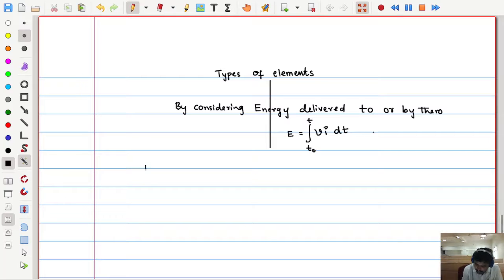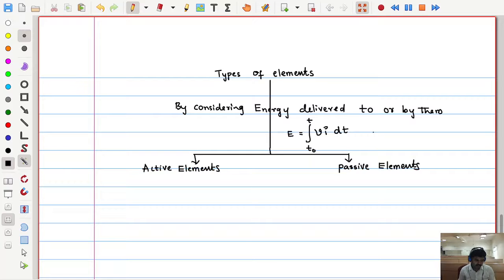One is active elements. The other category is passive elements. So we will be categorized into two categories: one is active elements, another is passive elements. Let me talk about the passive elements initially. I will write this as PE in short form, passive elements.